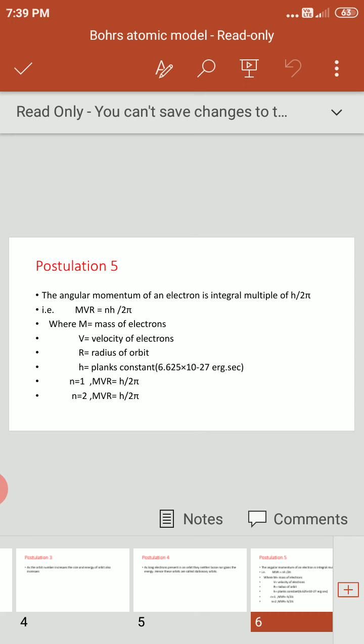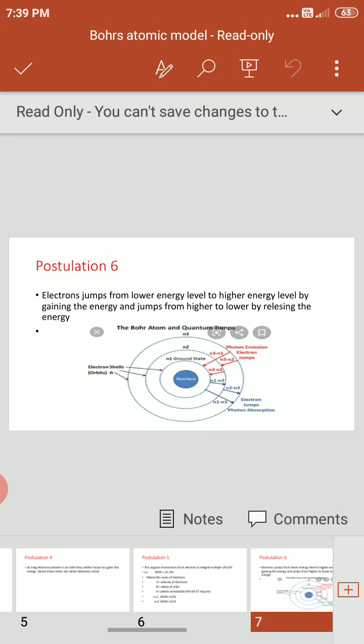For example, to calculate the angular momentum of the first orbit, n is equal to 1. Substitute the n value in the above formula, then we get the angular momentum of the first orbit: MVR is equal to h by 2 pi. For the second orbit, MVR is equal to 2h by 2 pi, the 2 cancels, so h by pi.